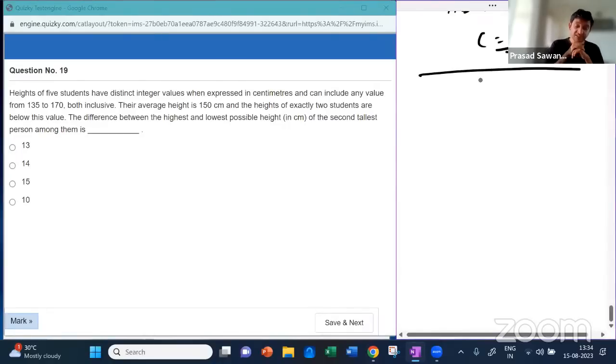Heights of 5 students have distinct integer values when expressed in centimeters and can include any value from 135 to 170, both inclusive. Average height is 150 and the heights of exactly 2 students are below this value. The difference between the highest and lowest possible values of the second tallest person among 5 people. Average height is 150 and exactly 2 are below this value, 2 are above this value.